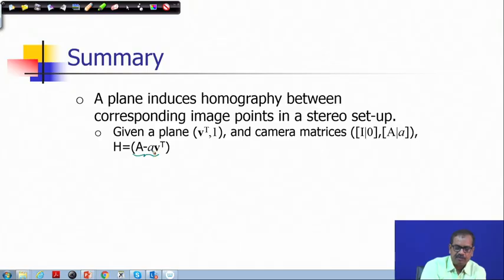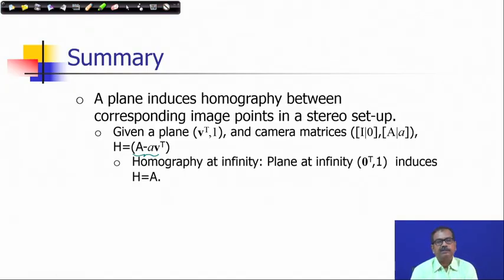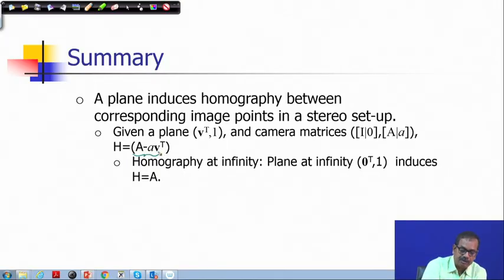This is the outer product of A and V transpose. A special case of this homography, where the plane is at infinity, induces H equals A. You note that in that case your V transpose becomes 0 column vector. So, this component equals 0. So, you get simply A.